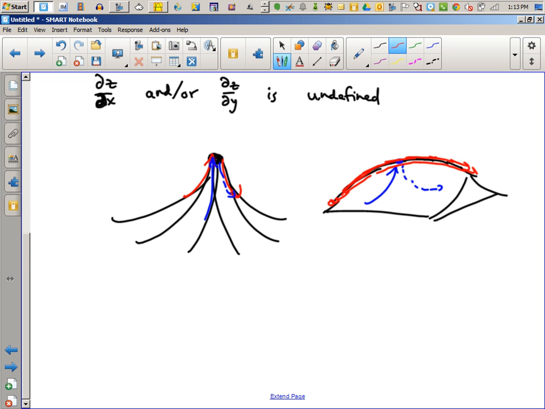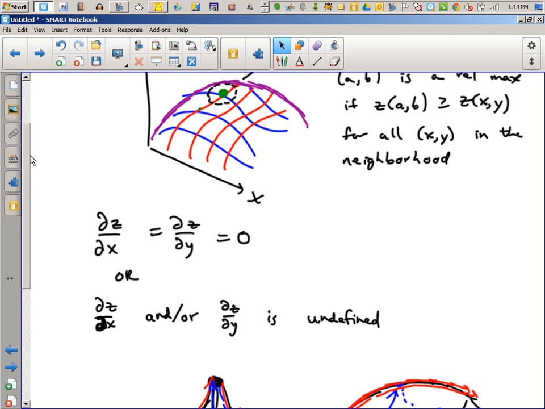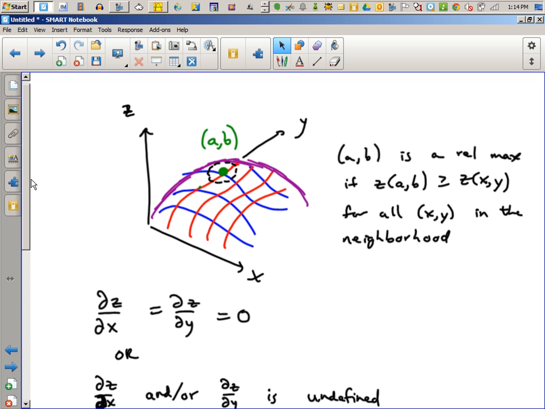So a relative max will occur when either it's a smooth thing on top and both derivatives are 0, or one or both of the derivatives are undefined. So hopefully the skateboarding analogy can help you see that. If not, you can just memorize this, and if you can't visualize it, you can still do quite a bit with it, right? Okay. What about relative minima?